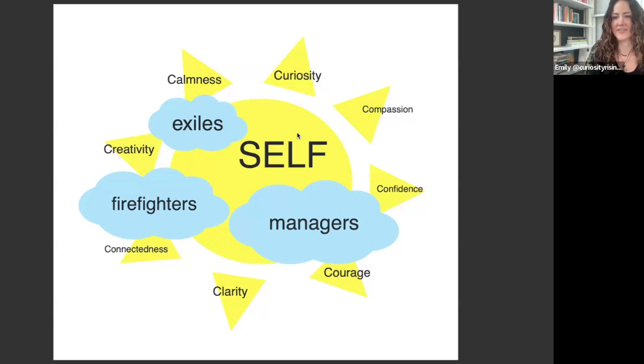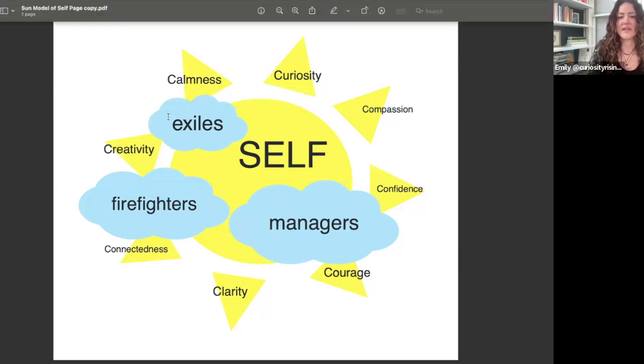And I'm going to show you some images here to help you visualize this a little bit. We're actually going to start with where we started today. Can you guys see a sun on your screen? Cool. All right. So you'll recognize the rays of the sun are the qualities that we just went through in that first meditation. These are the 8 qualities of self energy.